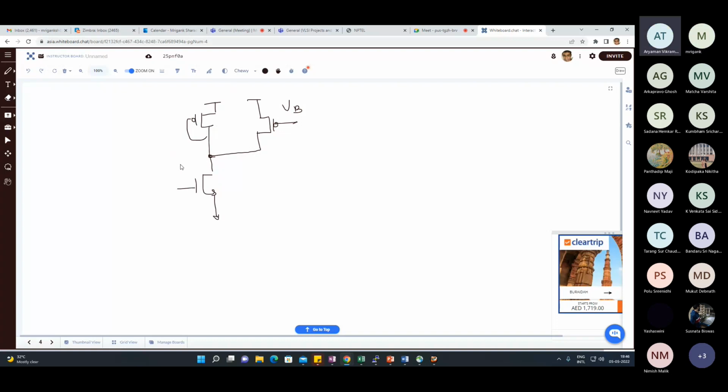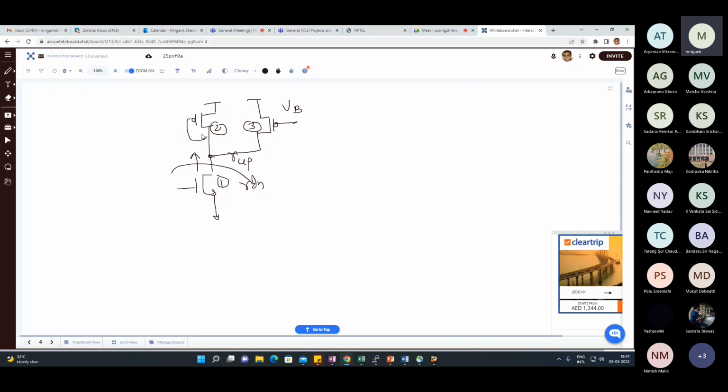Like we label them, the lower one is M1, the left one is M2. Let us call it M1, 2, 3. All we need to do is see the lower part remains the same. All we have is a change in the upper RO. R up has changed. R down is anyway the same. Once we find out R up, that is done. So what is R up in this case? RO2 parallel RO3 parallel 1 by GM2.